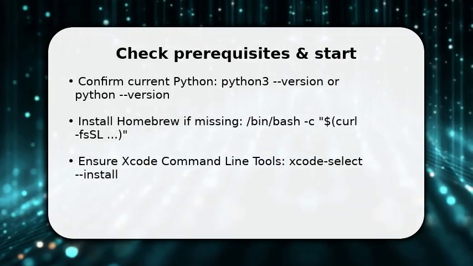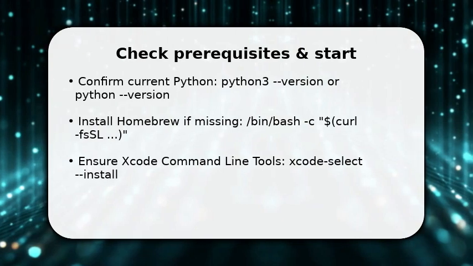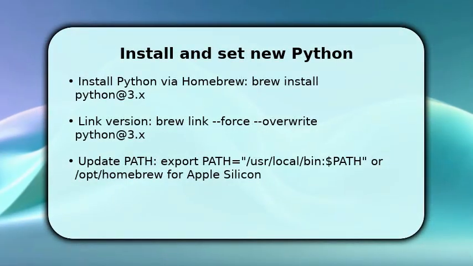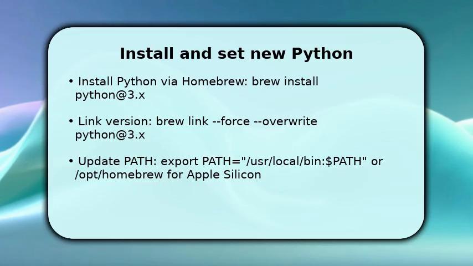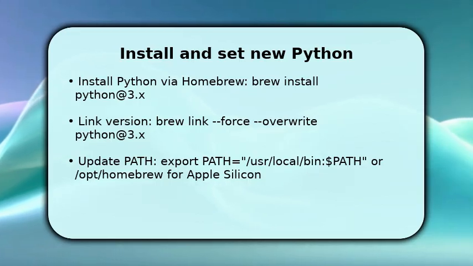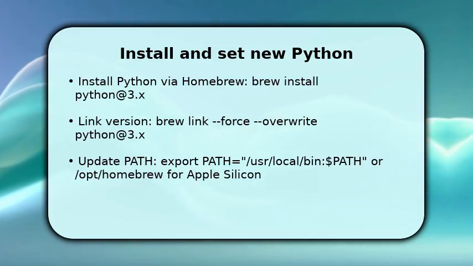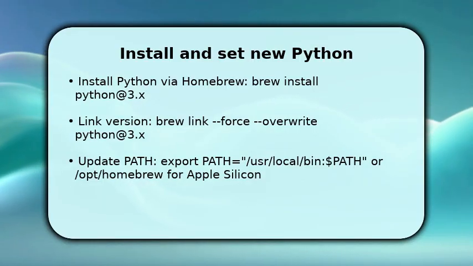Once those are ready, update Homebrew with brew update and move to installing a new Python version, so dependencies stay consistent. You'll now install and activate the new interpreter. Use brew install python@3.x to fetch the version you want. Homebrew builds and isolates it. After installation, link it so python3 invokes the new binary with brew link --force --overwrite python@3.x.